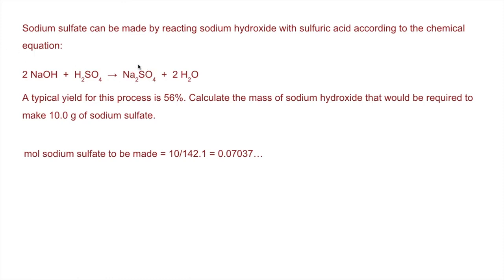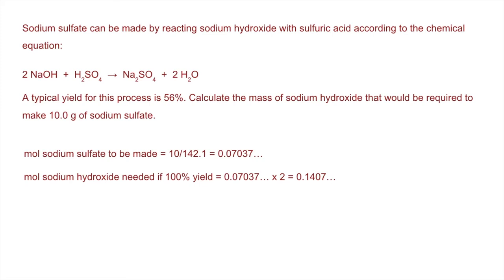I'm now going to apply the mole ratio and assume it's 100% yield. So to make 1 mole of this, we need 2 moles of sodium hydroxide. So to make that many moles of sodium sulfate, at 100% yield, we need twice as many moles of sodium hydroxide. I'm now going to factor in the 56% yield, so I need to scale it up to account for the fact that it's only a 56% yield.